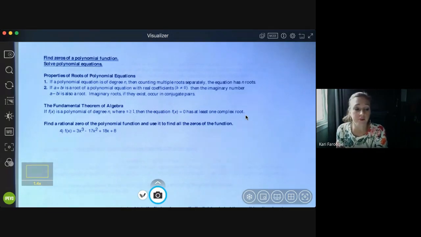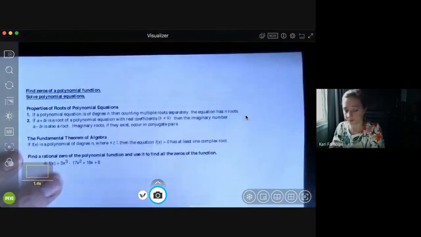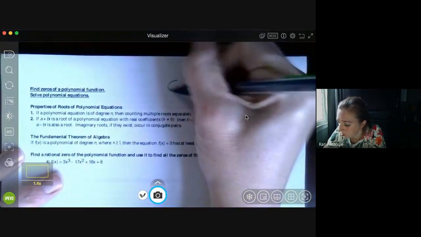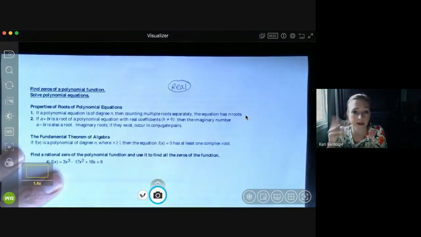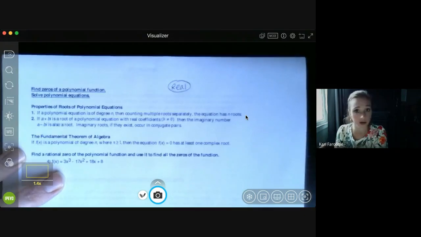If f of x is a polynomial of degree n, where n is greater than or equal to 1, then the equation f of x equals 0 has at least one complex root. Now, sometimes when you hear complex, you think imaginary. That's not the case. If you're thinking about numbers, you have a group of real numbers. So any sort of real number you can think of, 2, the square root of 5, pi, these are all real numbers because they're not imaginary.